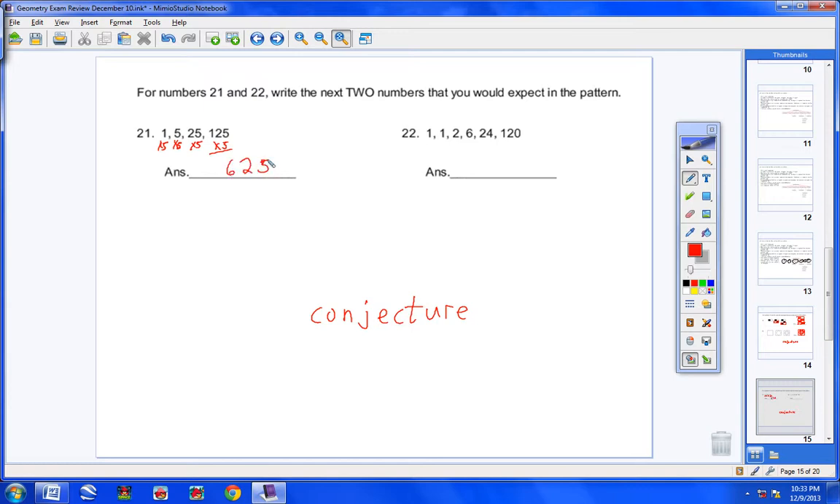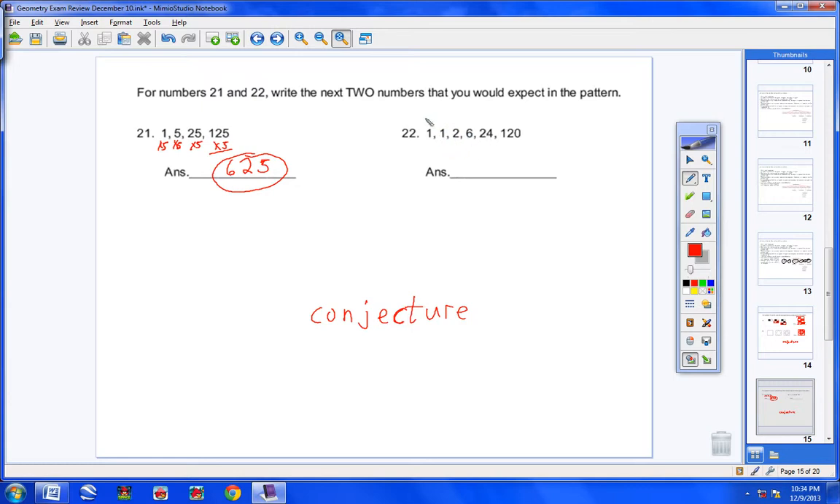Now students, listen to me. There's no way I can teach you steps on this. You just have to look at the numbers and figure out the pattern and make a conjecture or an educated guess as to what will come next in the series of numbers. Now number 22, this one's a little harder, but think about it. If I go from 1 to 1, maybe I'm adding 0 over and over. That doesn't make sense. 1 plus 0 is 1, but then 1 plus 0 is not 2. Well, maybe I'm multiplying by 1, but that doesn't make sense. 1 times 1 is 1 times 1 is 1.